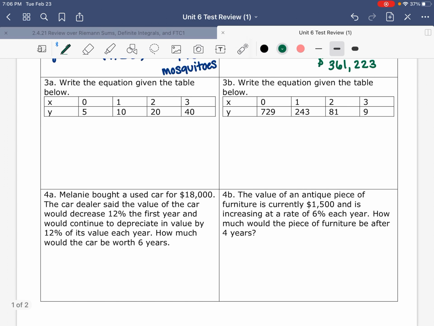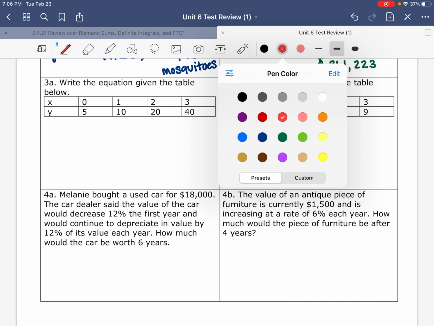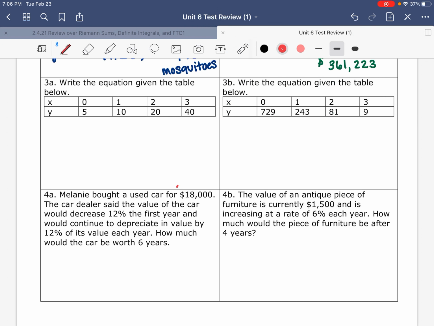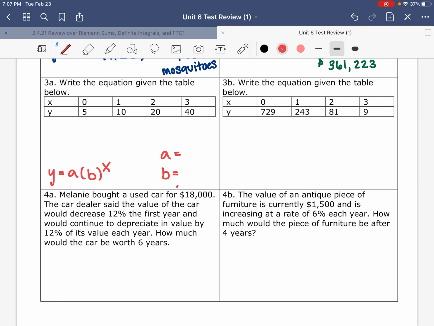Okay, for 3A, we need to write an equation based on the table. Now, this is not going to be a growth or decay problem. This is just going to be a normal y equals a times b to the x problem. So the two things we need to find are a, which is our y-intercept, and b, which is our growth or decay rate.